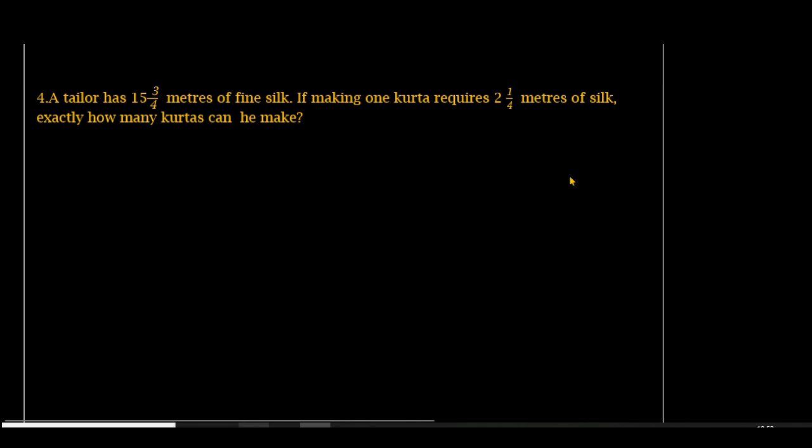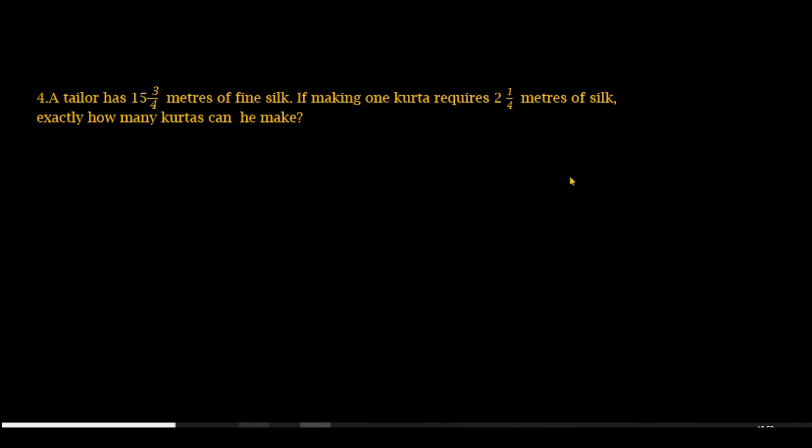A tailor has 15 3/4 meters of fine silk. If making one kurta requires 2 1/4 meters of silk, exactly how many kurtas can he make? So what is given? The total length of the silk cloth is 15 3/4 meters.